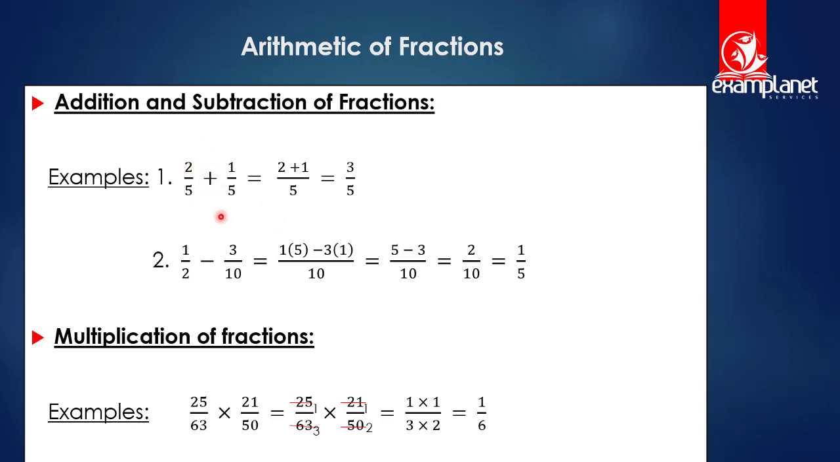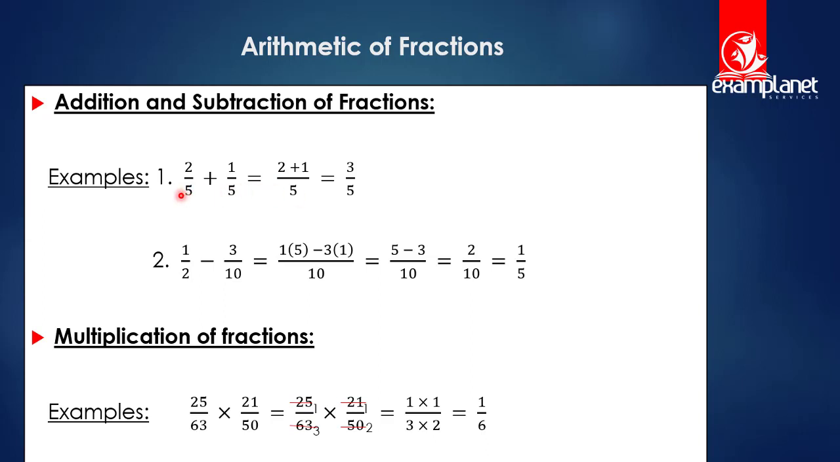The simple thing we need to do is to find the LCM of the denominators. The LCM, the lowest common multiple of the denominators, is the smallest number that the denominators can divide. So, for example, here we have 2 over 5 plus 1 over 5. Now, here, because the denominators are the same, they are both 5, the LCM will still be 5.